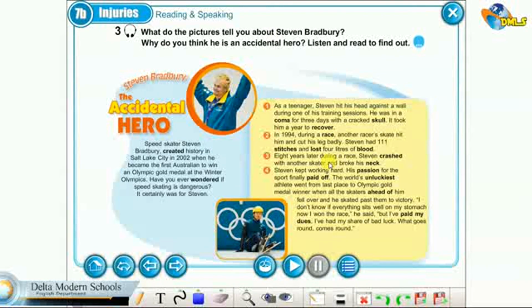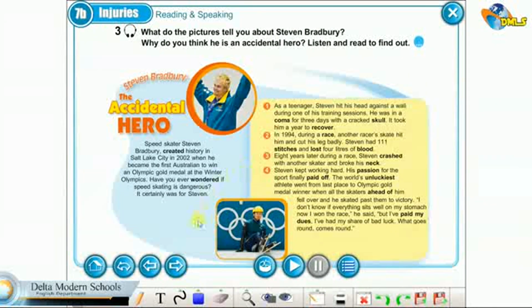Yes. Then let's move to question number 2. How many stitches did Stephen have in 1994? Yes, it's such a pity. He had a lot of them. Who can give me the answer? Yes, you, okay? Stephen had 111 stitches and lost 4 liters of blood. Yeah, he suffered a lot.